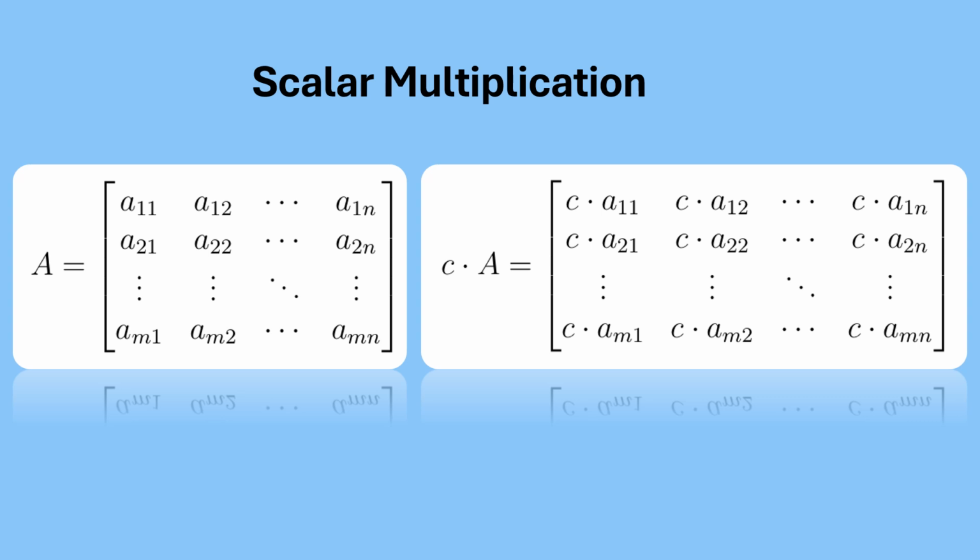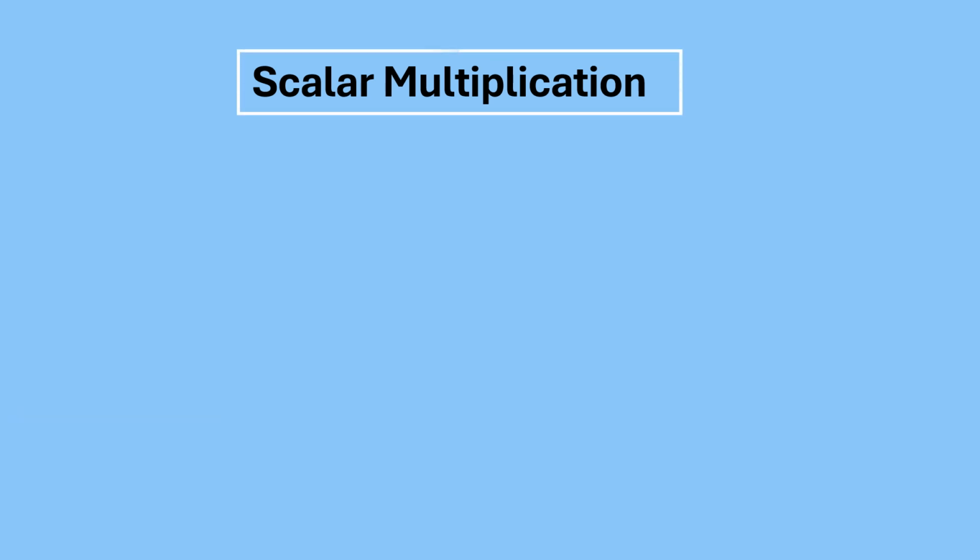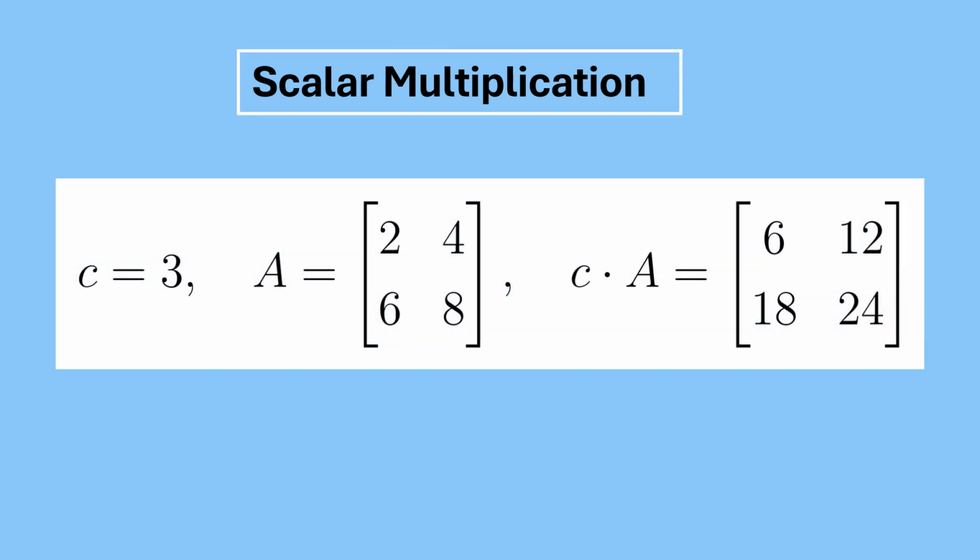Next, let us discuss scalar multiplication. Scalar multiplication involves scaling an entire matrix by a single number called a scalar. Each element in the matrix is multiplied by the scalar. For instance, if we have a scalar of 3 and a matrix with entries 2, 4, 6, and 8, multiplying every element by the scalar gives us a new matrix with entries 6, 12, 18, and 24.